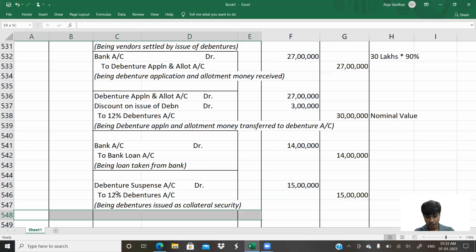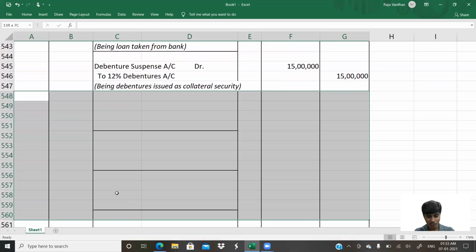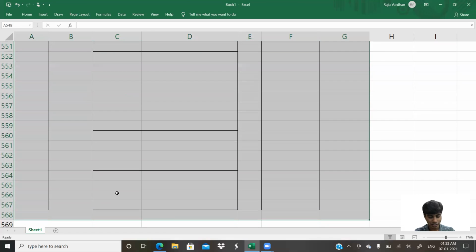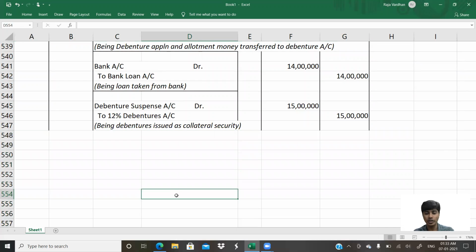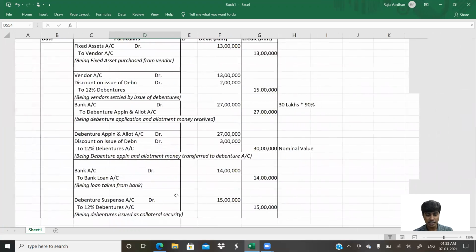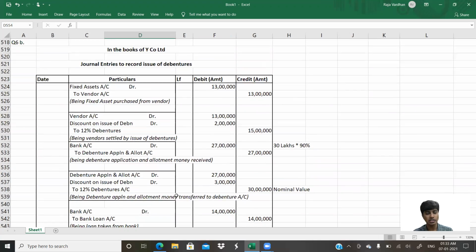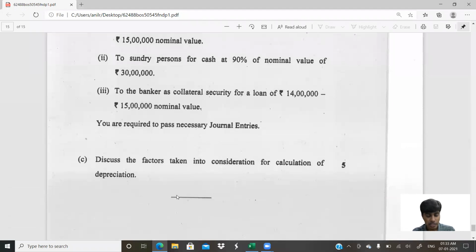Not a very favorite entry for many people, but the point here is whether you like it or not, it's about requirement in the exam. It is required in the exam, you would have to do it, guys. Yeah, that's it. I'm done with 6B. This is the entries asked in 6B, that is issue of debentures. Yeah, I can now take you to the next one, 6C.